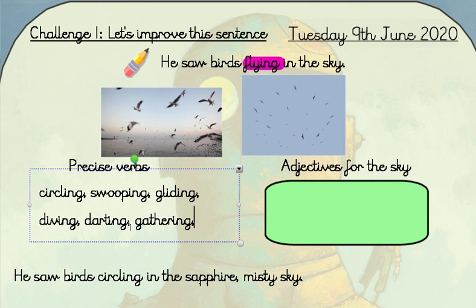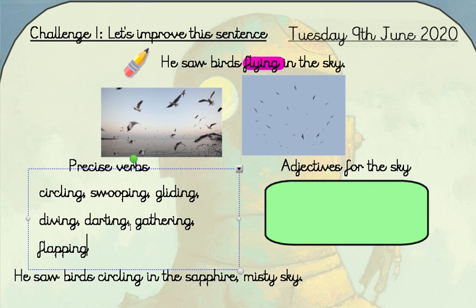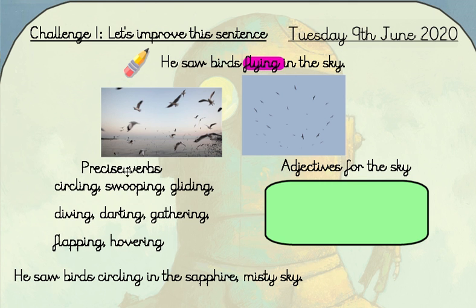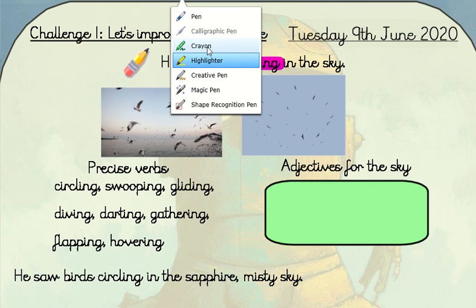What about flapping? What about hovering? They're much more precise verbs. Now, can I think of any extra information to add? So instead of just flying in the sky, can we add some adjectives in there?